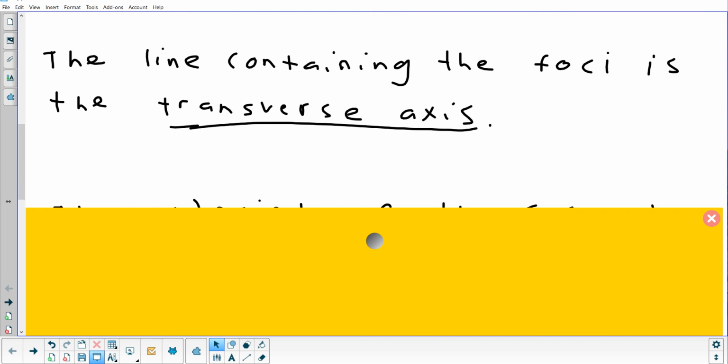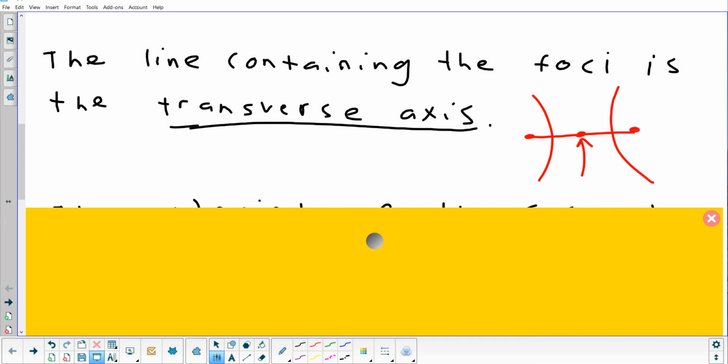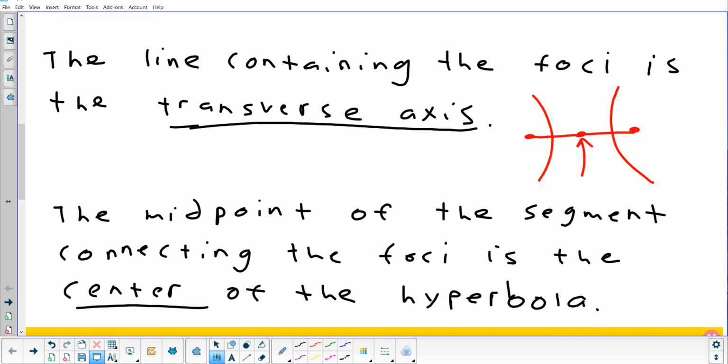Now, if we took a hyperbola, and these are the foci, and we draw a line segment and find the midpoint of that line segment, what do you think this point is called? Yep, that's the center. So it's the midpoint of the line segment that connects the foci. And the two branches of the hyperbola always bend away from the center.